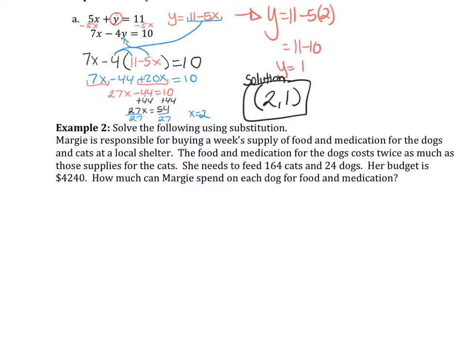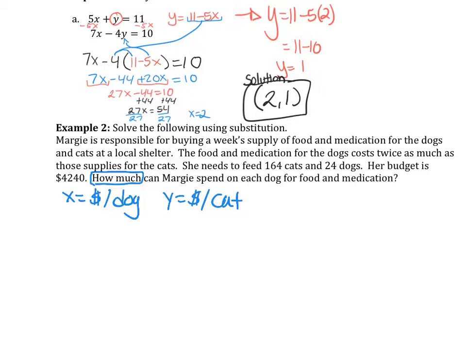So we want to define our variables. We're asking how much. So our variables are going to be x, the cost per dog, and y will be the cost per cat. Or again, if you want to flip what you have x and y represent, that's fine, as long as you are defining your variables.